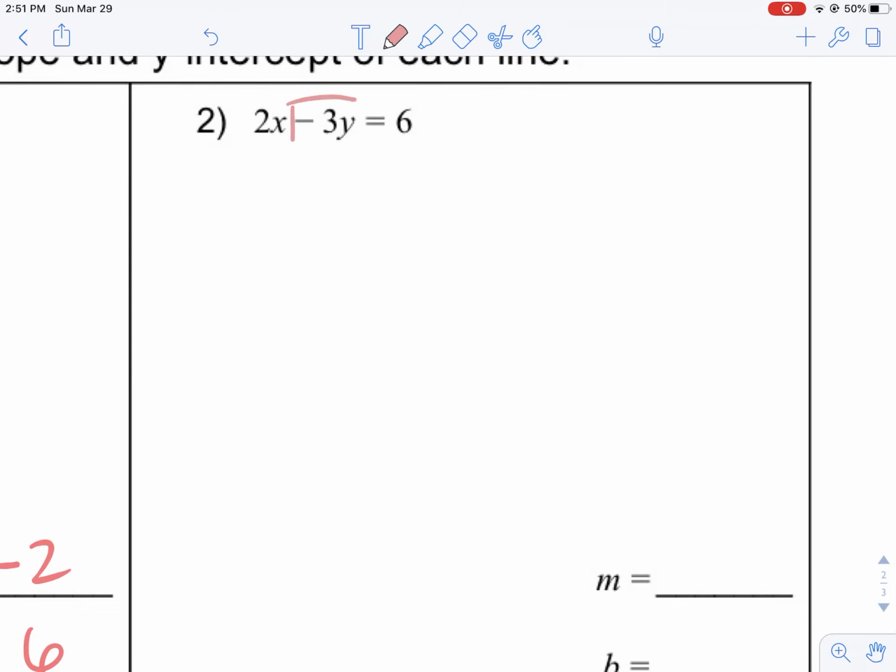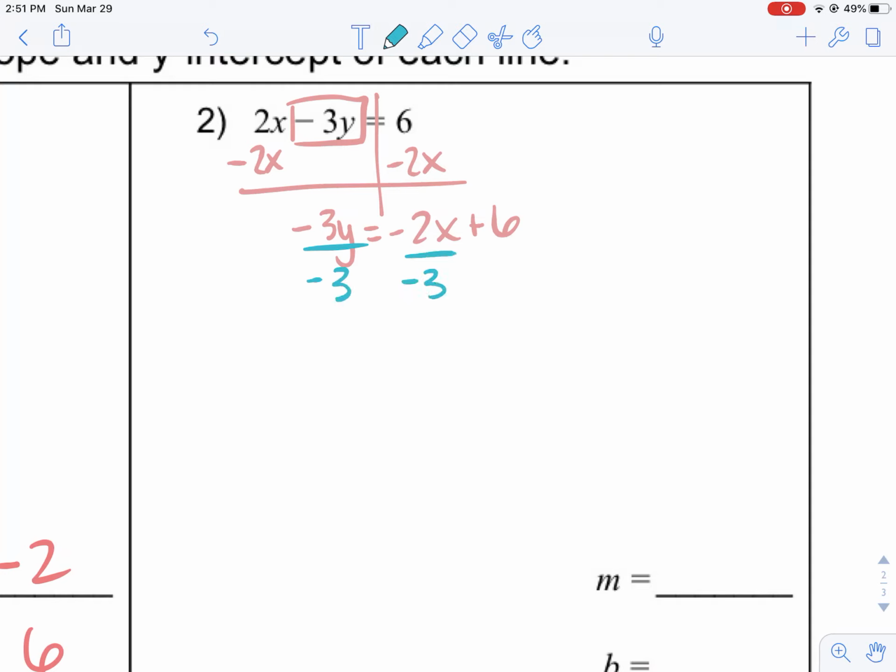So number two, solving for y. Box the term with y. The y and the negative 3 in front are all parts of y. And then move x. So I subtract 2x from both sides. So I've moved 2x, made it a negative 2x, moved it to the other side. 6 and 2x are not like terms, so I just rewrite them. Next step, divide by whatever's in front of y.